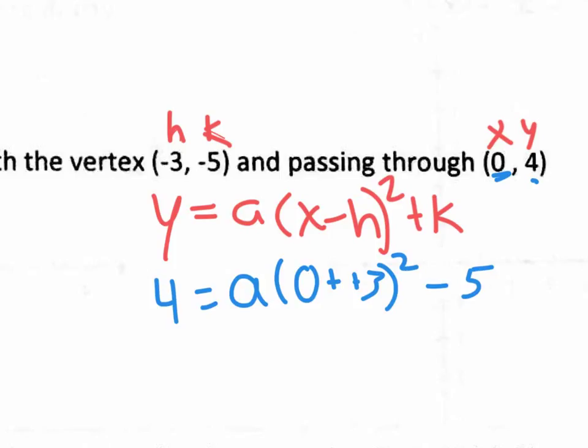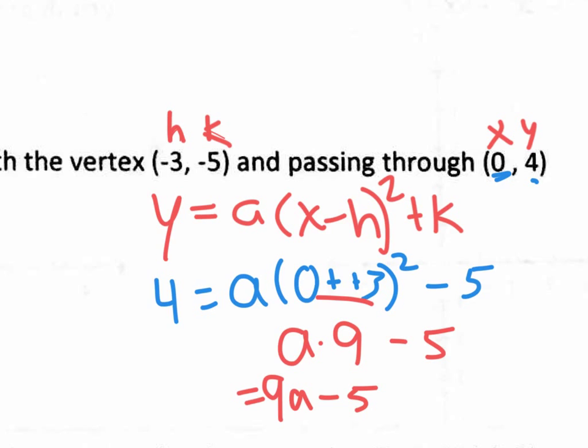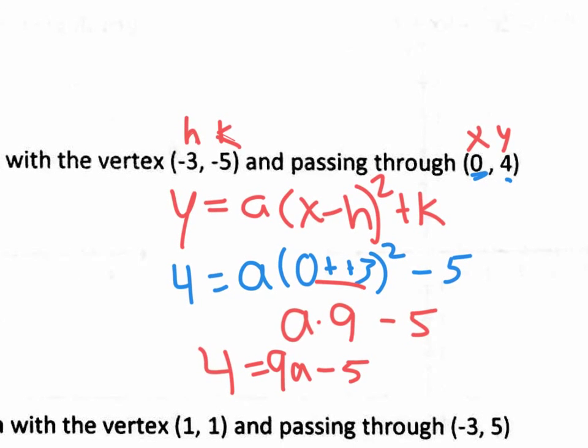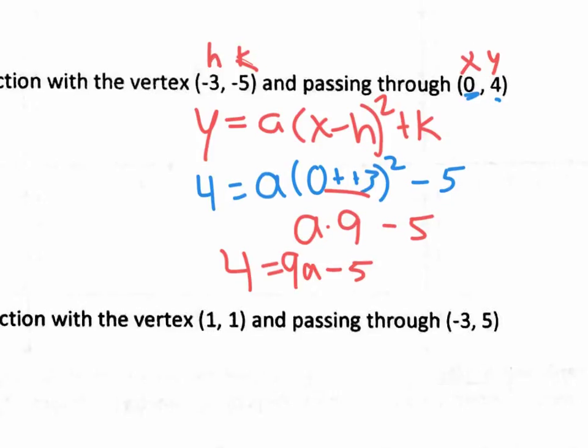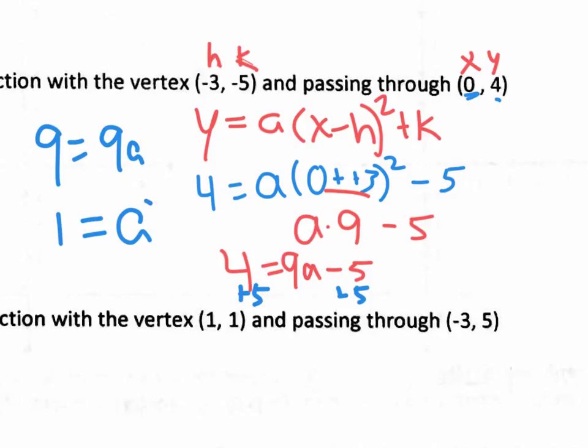Inside the parentheses, you're going to have 0 plus 3, which is 3, and then 3 squared is 9, but you have to multiply it by a, and then -5 at the end. So you really have 9a minus 5 equals 4. That's your equation, and all we need to do is solve that equation by adding 5 to both sides. 9 equals 9a, divide by 9, a equals 1.